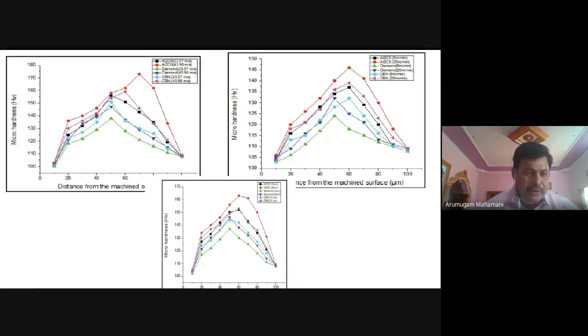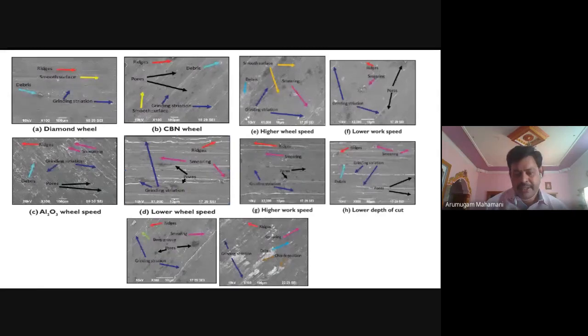Then this is the micro hardness, called the subsurface hardness. Subsurface hardness for the Al2O3 wheel at 43.98 speed is more. Again, this is micro hardness for the Al2O3 wheel at 26 meters per minute, which is the work speed. So read again: Al2O3 with 30 micron grit size is giving more subsurface hardness.